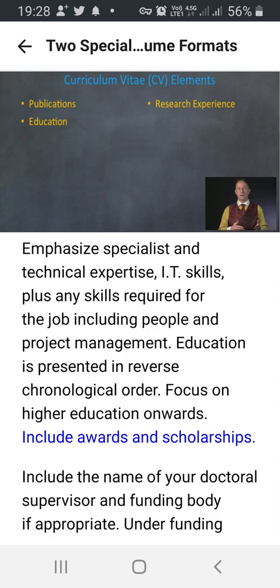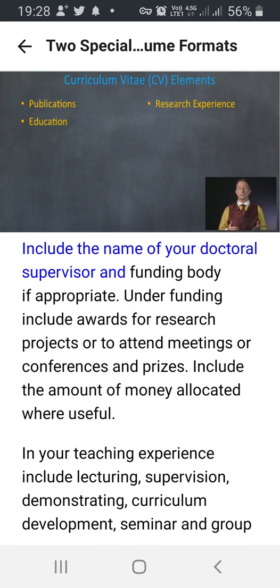Include awards and scholarships. Include the name of your doctoral supervisor and funding body, if appropriate. Under funding, include awards for research projects or to attend meetings or conferences, and prizes. Include the amount of money allocated, where useful.